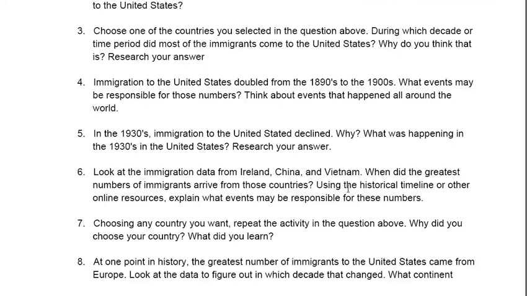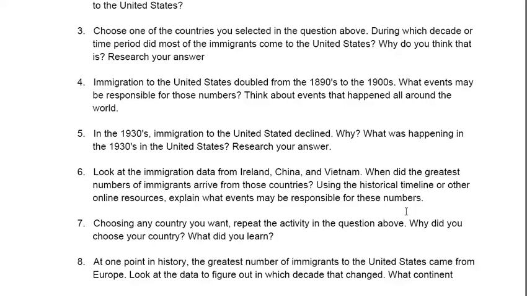And we're looking for when they had their greatest number of immigrants arrive into the United States from Ireland, China, or Vietnam. So that'll be shown to you on that big line graph that's at the very front part of the website. And you should be able to see Ireland, China, and Vietnam in there. And it'll tell you their number of immigrants. And then explain what events may be responsible for these numbers.